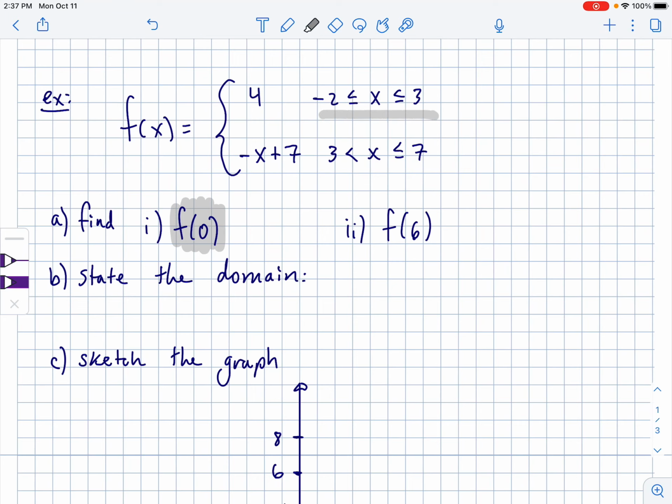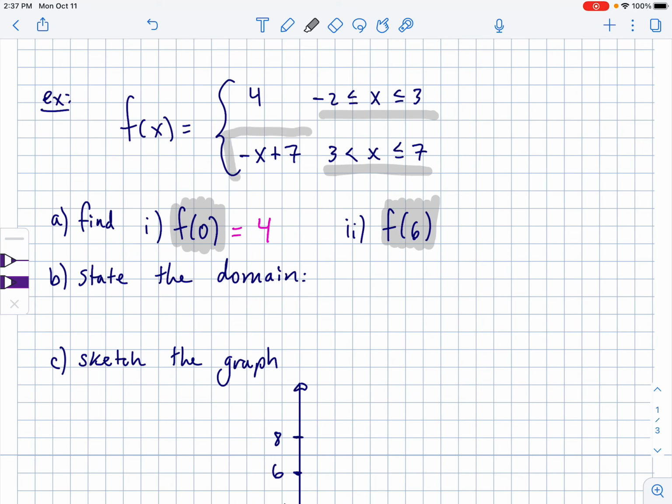First thing we're going to do is find f of 0. Well, f of 0, notice that 0 falls within the negative 2 to 3 range. So because it falls in that section of the piecewise function, you're only going to use this part of it. Now, that's slightly confusing that it's just 4, because that means no matter what x value you put into it, it will be 4. So, because it falls in that range, it's just 4.